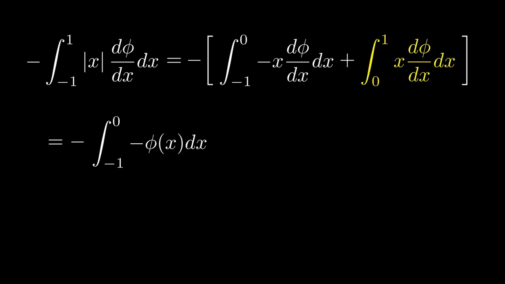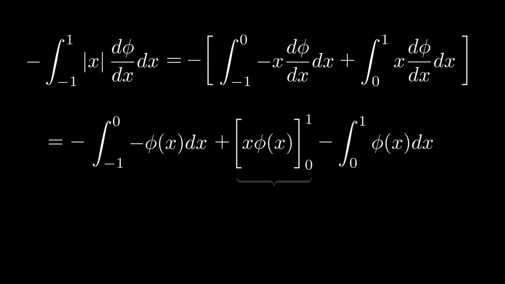Now we can deal with the second integral in the line above. Once again, we'll integrate by parts, and a similar thing happens. Again, this term here is going to become 0, for the same reason as before, because we also made sure that phi of 1 was equal to 0. So we're just left with this integral term.